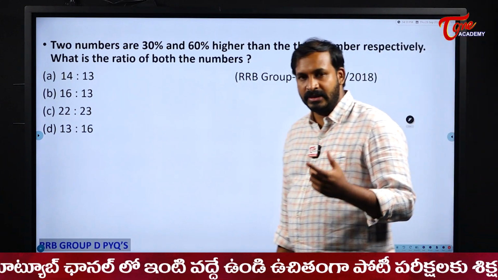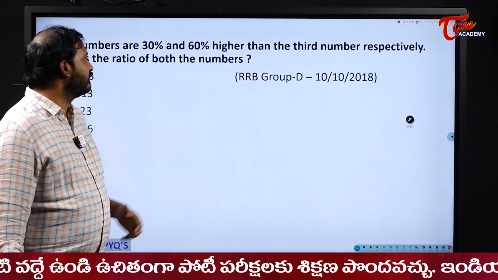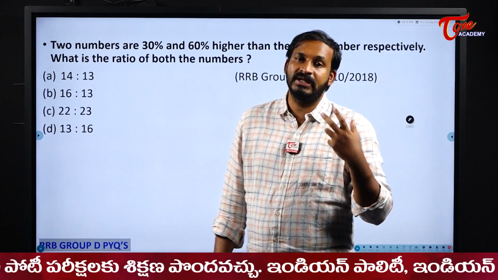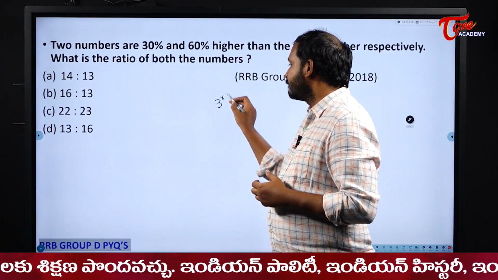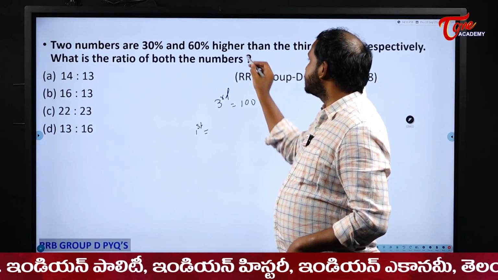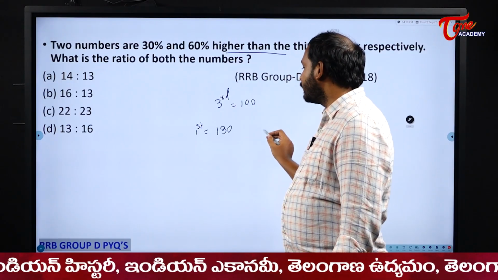Right, next one. Now see here, two numbers are 30% and 60% higher than the third number respectively. What is the ratio of the two numbers? I will assume the third number as 100. Now tell me, what will be my first number? It is 30% higher than the third number, so it becomes 130. Now tell me what will be my second number?